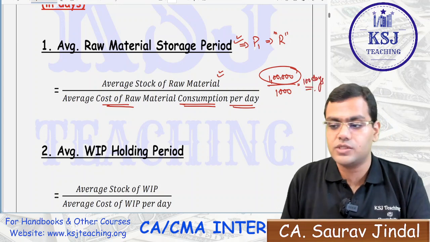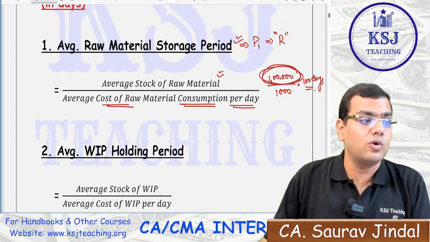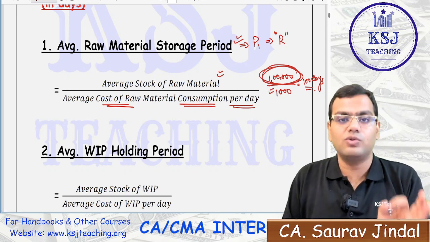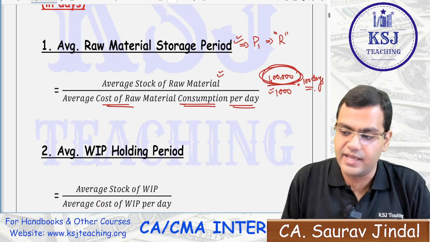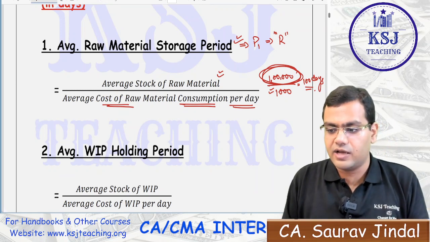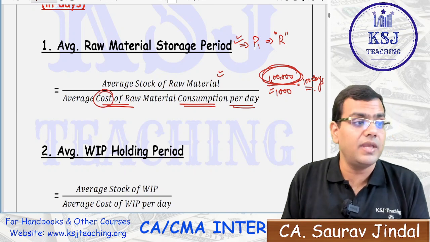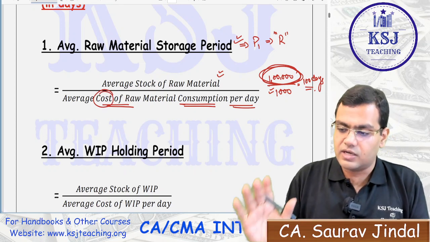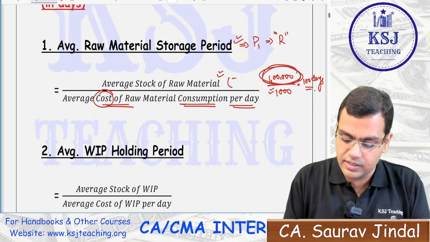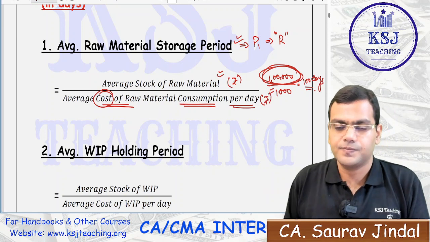This 100 days shows the holding period, that for how many days you are going to hold this 1 lakh rupees worth of raw material if you are consuming 1000 worth of raw material every day. So what we are taking here is total stock of raw material 1 lakh rupees, and the cost of raw material that you are consuming in one day, that is 1000 rupees. It is in value terms, in rupee terms.